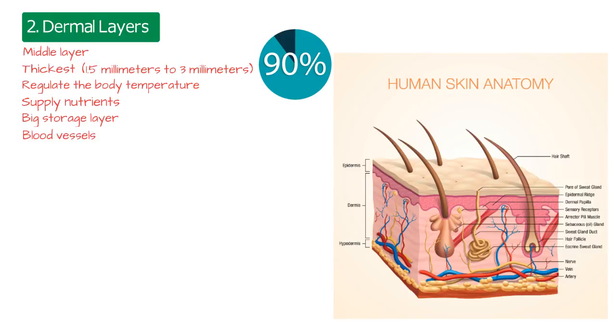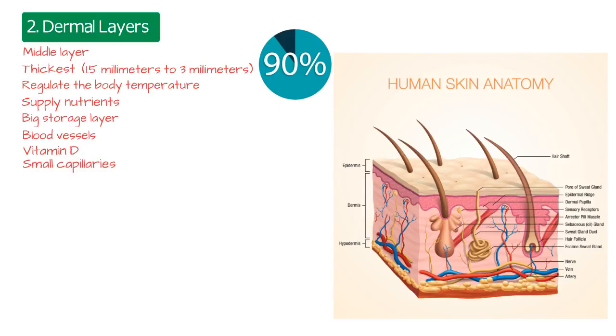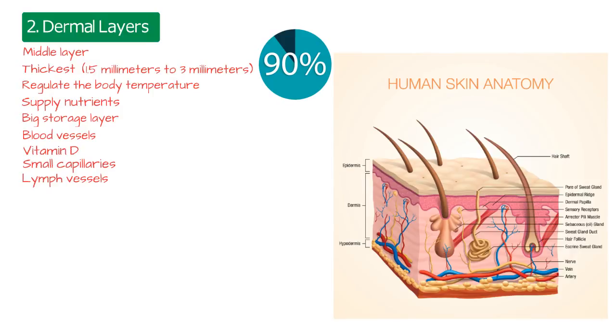The blood vessels for the dermis and epidermis are in the dermis. They provide nutrients to the skin and take waste products away from the tissues. Vitamin D produced by the skin is picked up by small capillaries and is then sent to other body areas. There are lymph vessels in the dermis as well, which assist in the immune defense mechanisms in the skin.